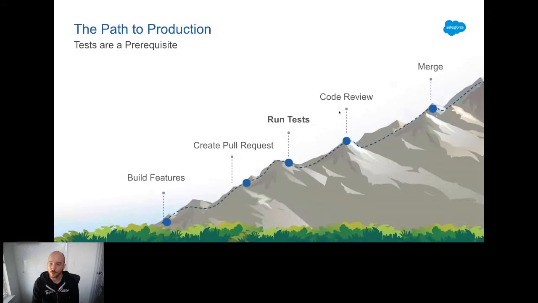So if you're using GitHub, I would recommend using GitHub Actions to kick off the automatic execution of your tests after a pull request is created. So as a team member, I create the pull request. I don't need to do any other additional actions. The robot takes over for me and it kicks off the execution of the tests.